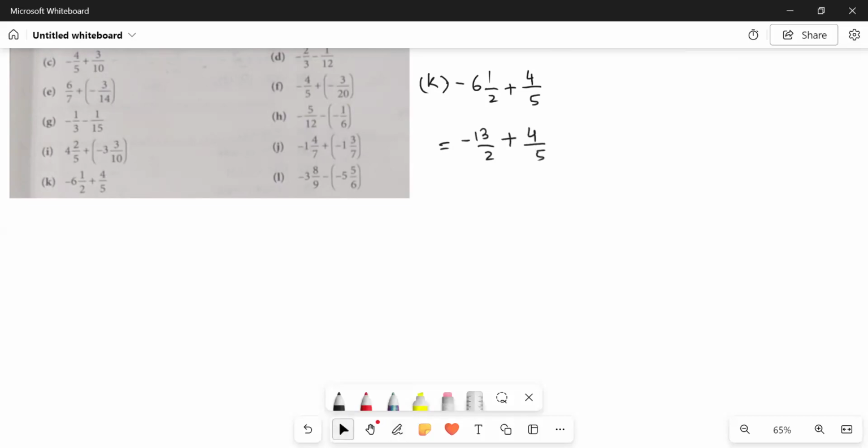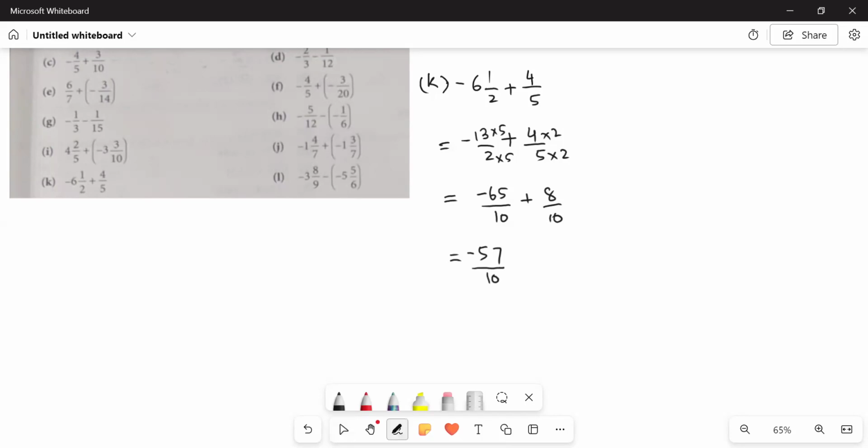Now, since both the denominators are different, we'll simply multiply them with one another. 5 twos are 10, 4 twos are 8, 13 fives are 65. It would be minus 65 over 10 plus 8 upon 10. Right? Now, since the denominators are same, we'll simply subtract the two. That is minus 65 plus 8, minus 65 minus 8 is equal to 57. And the sign of the greater number is negative, so it would be minus 57 upon 10.